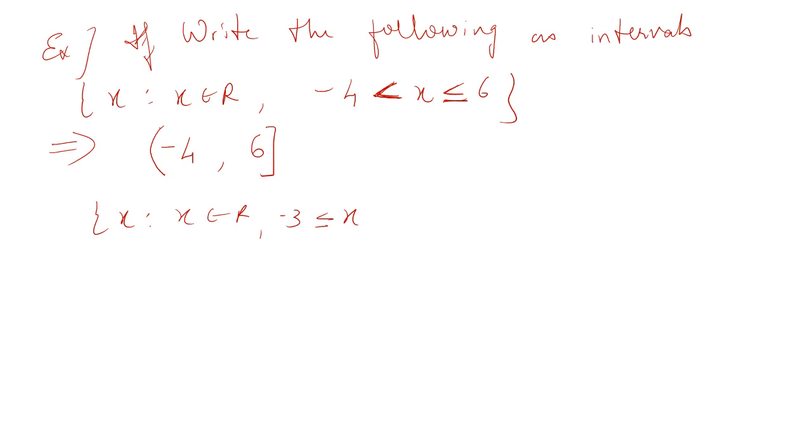Next example, x such that x belongs to R, x is greater than or equal to minus 3 and less than or equal to 4. So what is the interval form of this one? See here now. It is greater than or equal to, and less than or equal to. So including minus 3 and 4. So your answer is the closed interval minus 3 comma 4. We call it a closed interval.